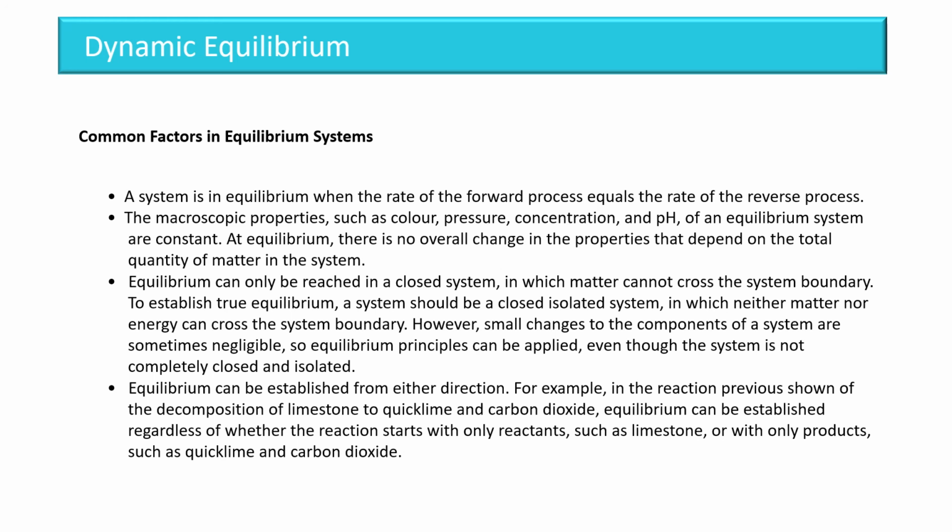Equilibrium can be established from either direction. For example, in the reaction previously shown of the decomposition of limestone to quicklime and carbon dioxide, equilibrium can be established regardless of whether the reaction starts with only reactants such as the limestone or with only products such as quicklime and carbon dioxide.